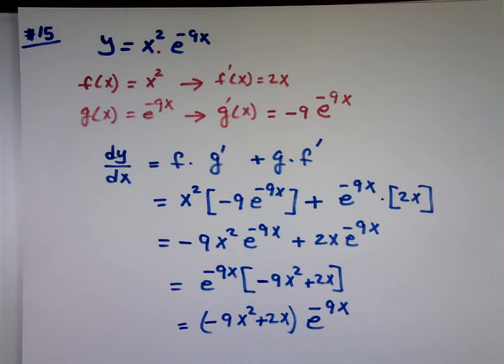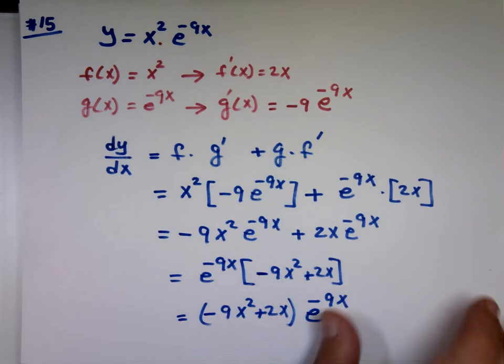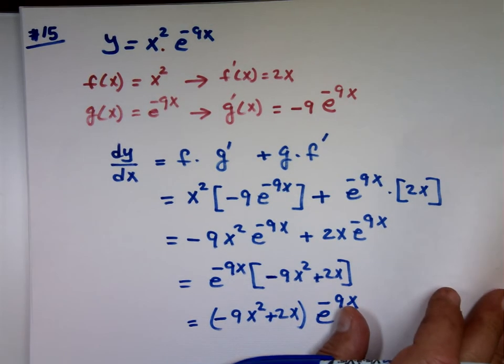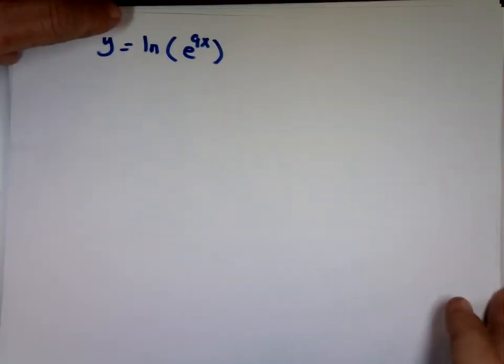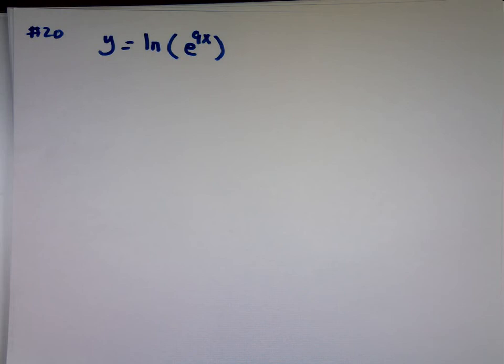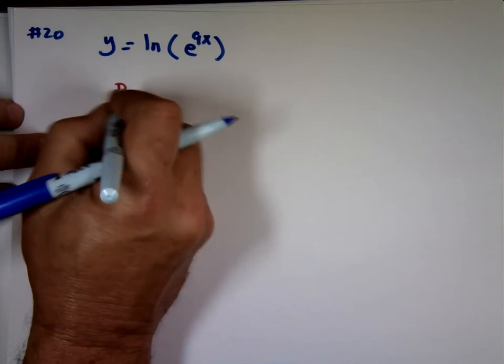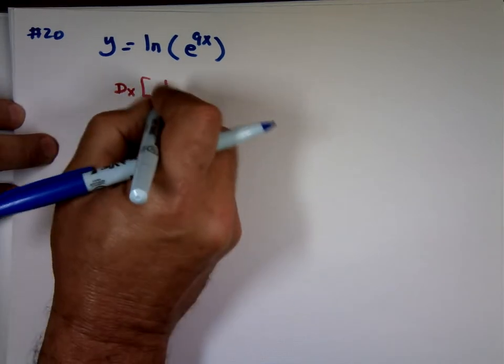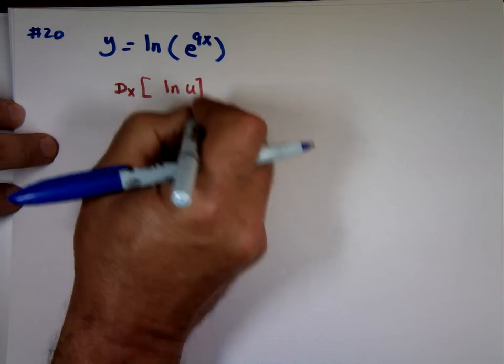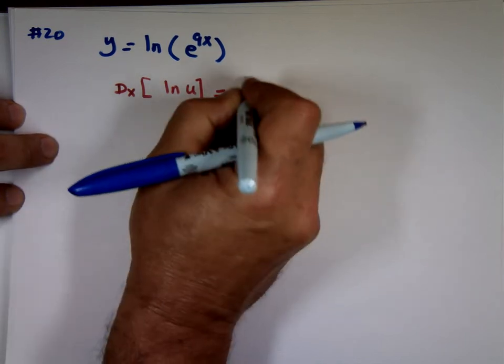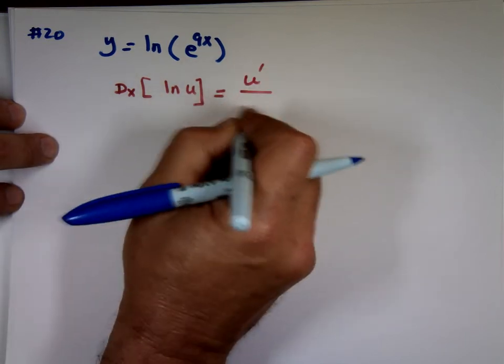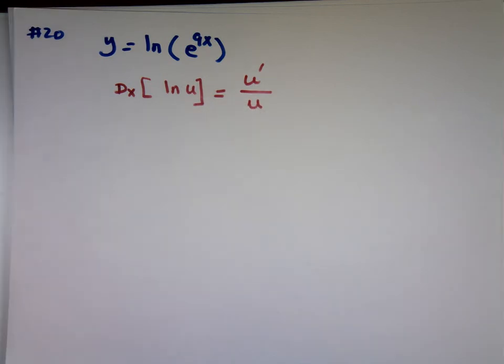And the last one is this one. Reminding you that the derivative of the natural log of u is what? u prime over u.